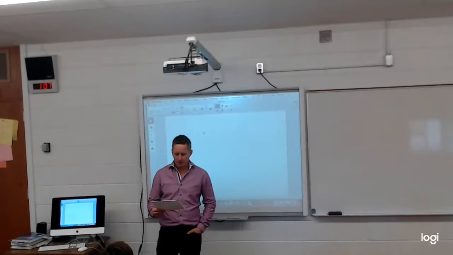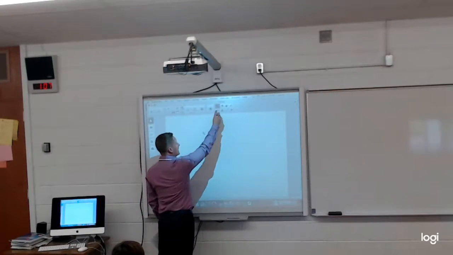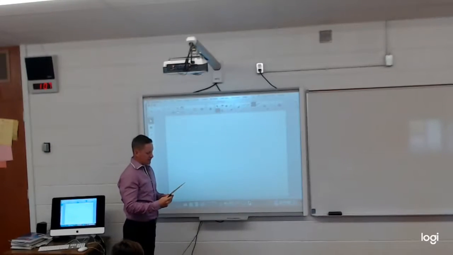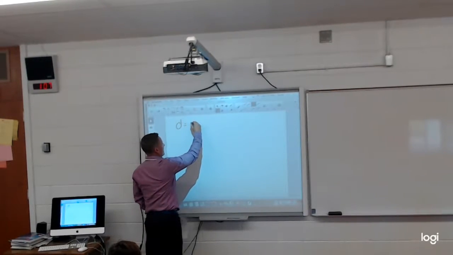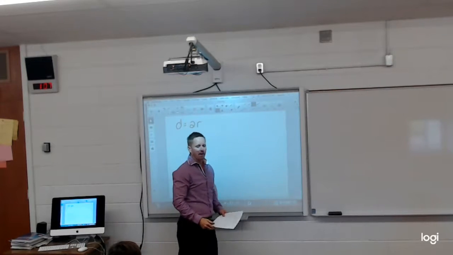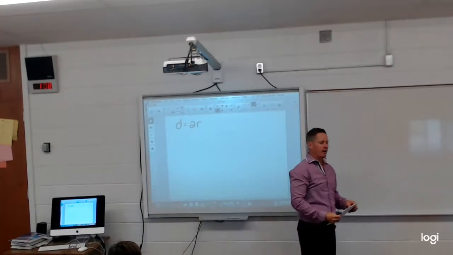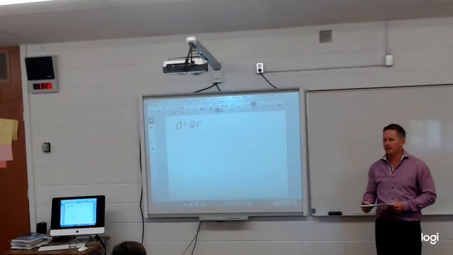All right. Solve D in the equation D equals 2R when R is 3.5. Okay, so there's two ways in which we can do these questions. The first way, probably the easiest way for most, is to go ahead and put your values in and then solve it while the values are in there.